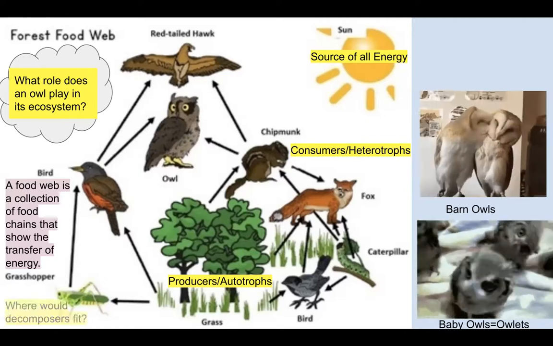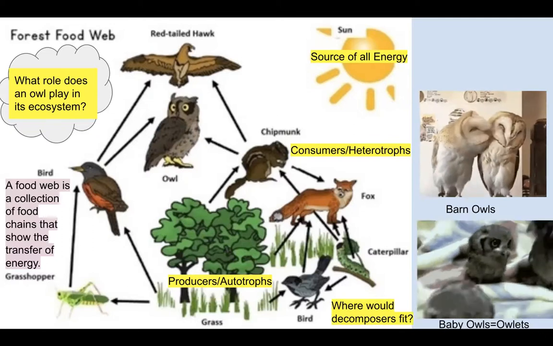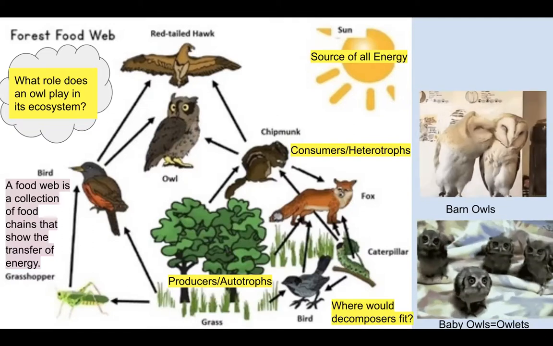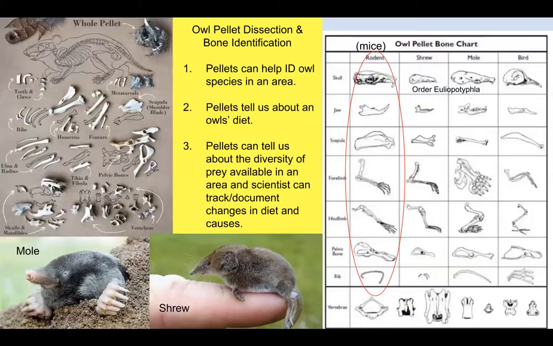And then in our next little thing, quick question for you guys: think about where decomposers would fit within this food web and see if you can explain that. And what we're going to get ready to do next is an owl pellet dissection to see if we can identify any bones.